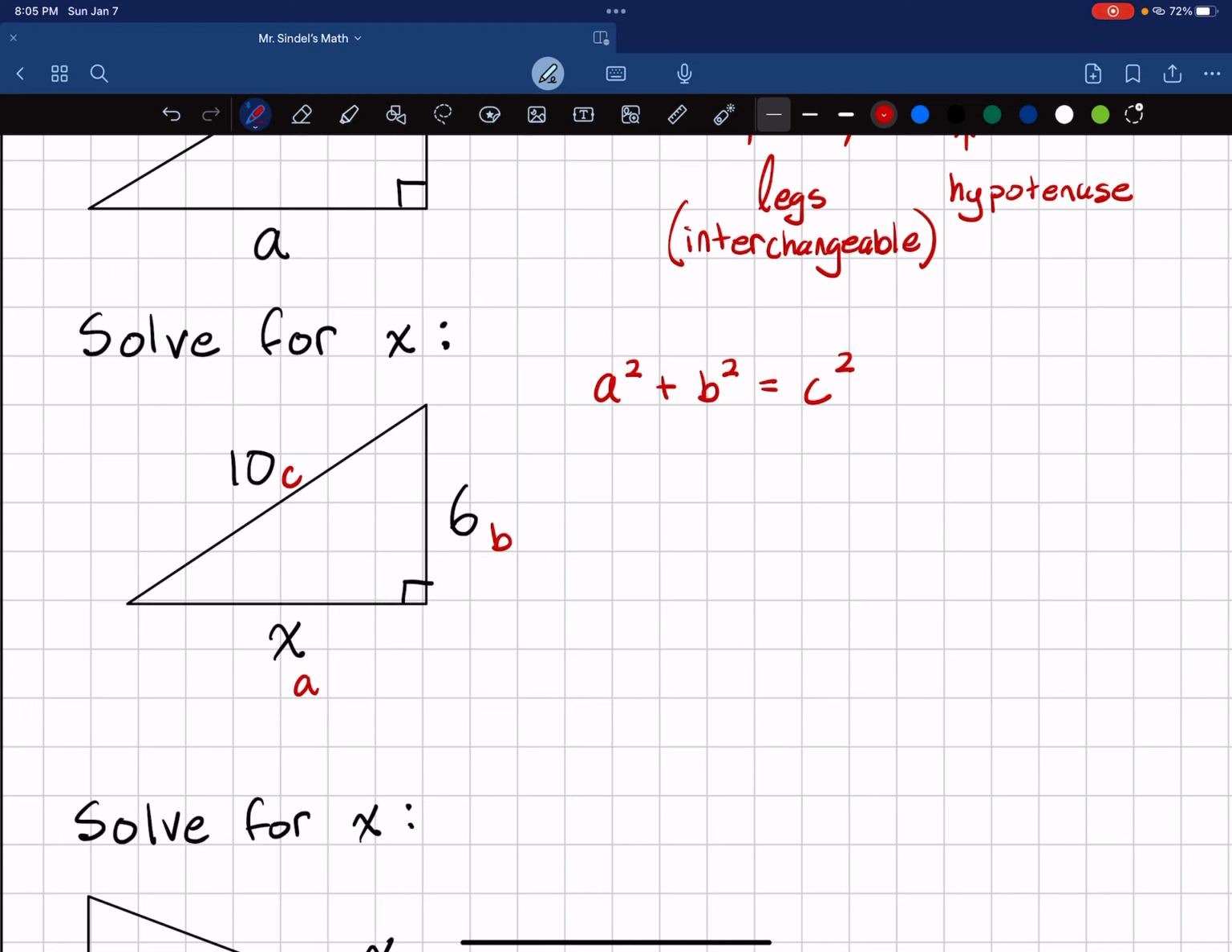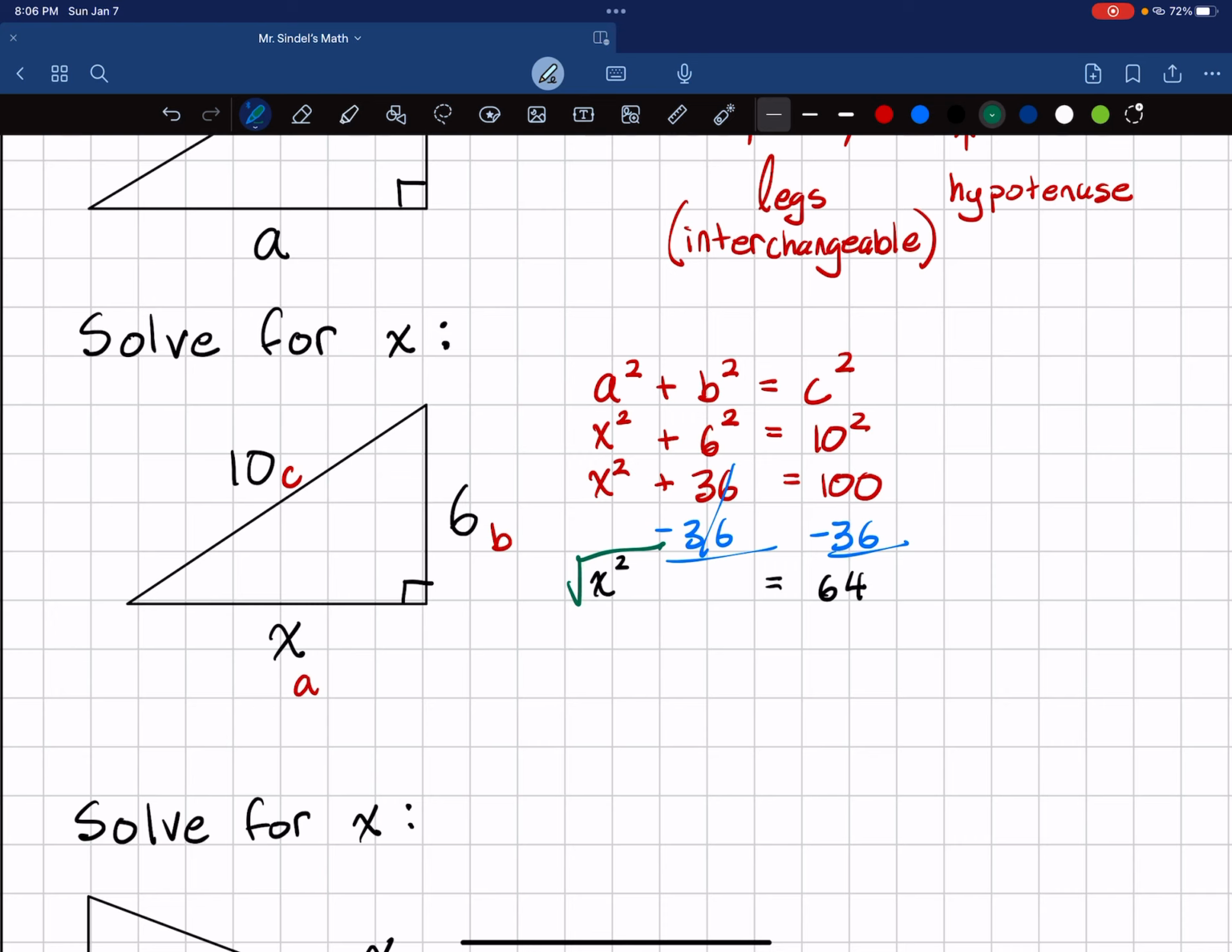Therefore, a is going to turn into an x, so I'll have x squared plus 6 squared. I know my 6's and b's look kind of similar. That's going to be equal to 10 squared. So x squared is still x squared, 6 squared is 36, 10 squared is 100, and I'm going to subtract 36 from both sides. When I do that, these cancel out, leaving me with x squared is equal to 64.